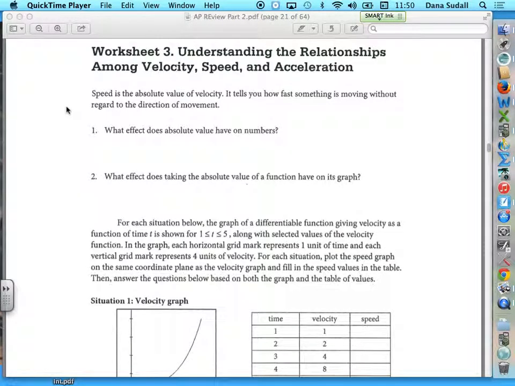All right, worksheet 3 is talking about the relationship between velocity, speed, and acceleration. We haven't talked about speed, and that's really what the first couple questions talk about. What kind of effect does absolute value have on numbers? It makes all outcomes, I don't want to say positive because 0 wouldn't be positive, but it makes all outcomes non-negative.